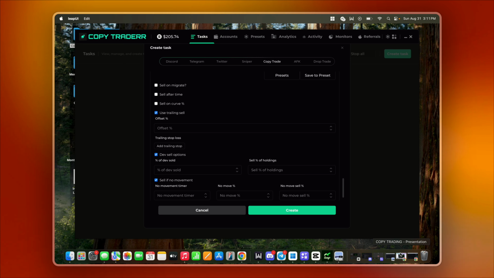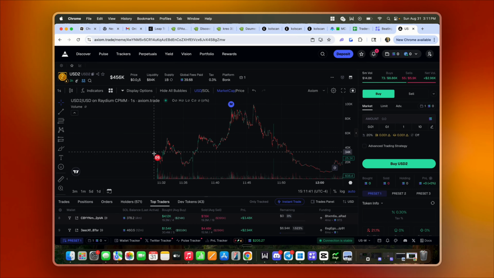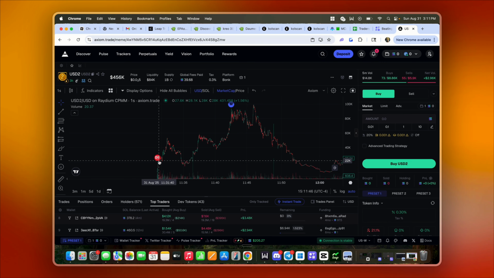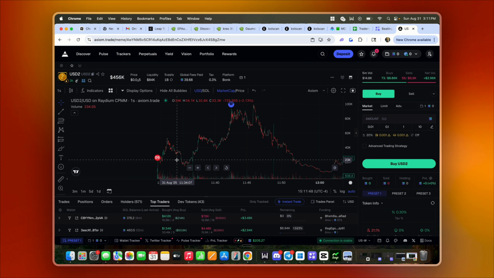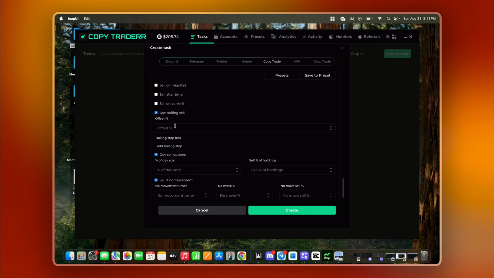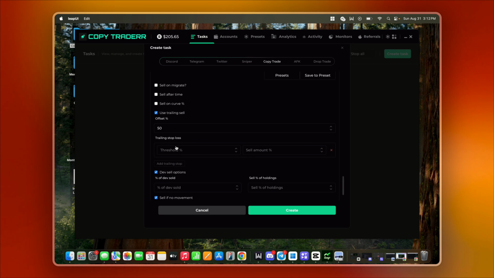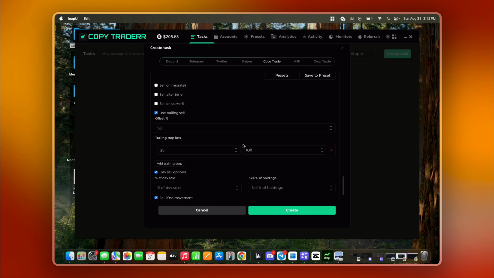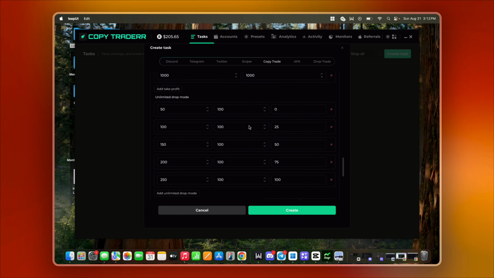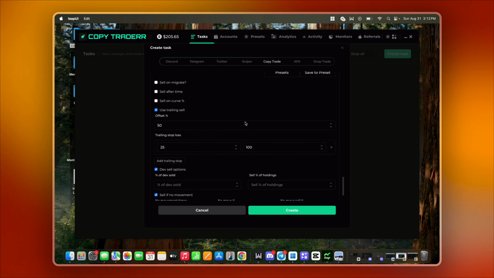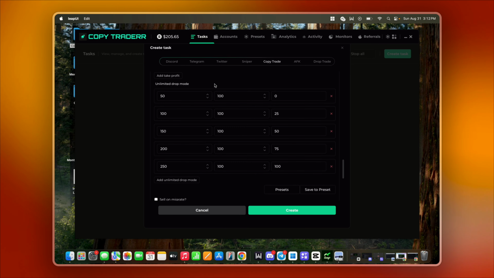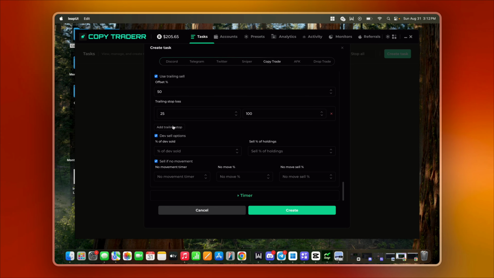It's really good. It doesn't work like other trailing stop losses where it starts automatically and could get triggered by initial volatility. How it would work is I would say, okay, I'll use a trailing stop loss, but only after the coin has gone up 50%. If the coin has gone up 50% and it drops 25%, I'll sell 100%. Now this would probably get in the way of my drop mode that I have, but you can choose which one you like more. And just like unlimited drop mode, you can have an unlimited amount of these.